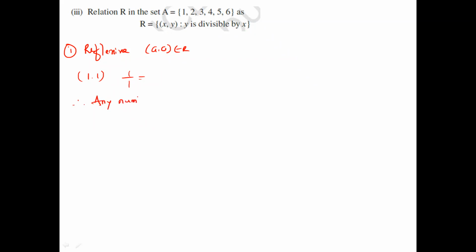The conclusion is any number is divisible by itself. Why am I taking itself? Because we are taking (1, 1). Similarly, you can take (2, 2), (3, 3), (4, 4). It will be satisfied by all the numbers. It belongs to R. Therefore, the conclusion is R is reflexive.